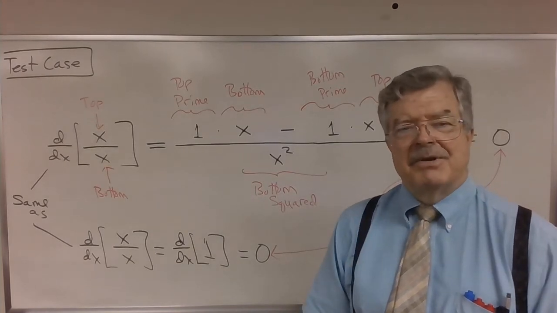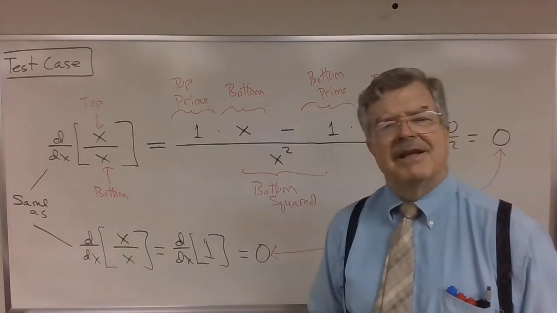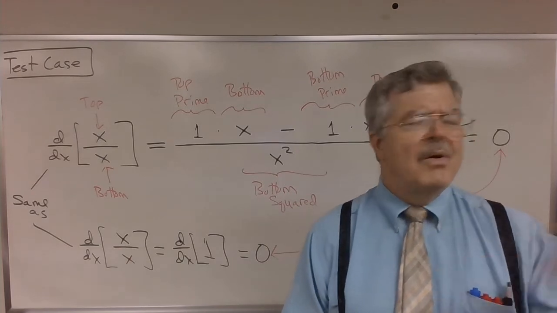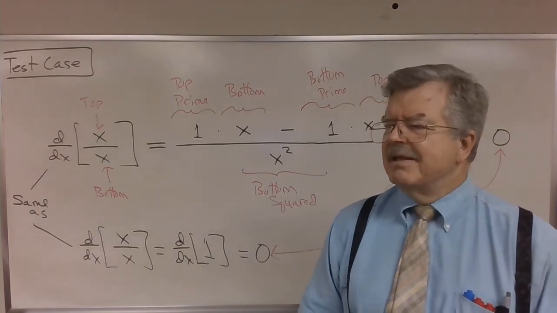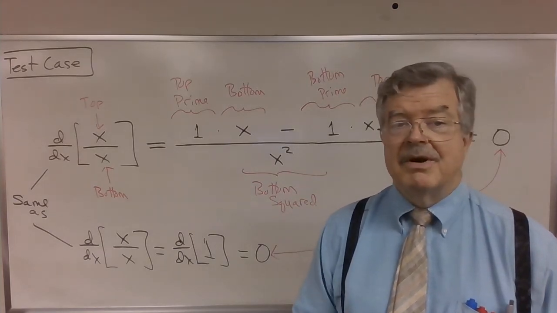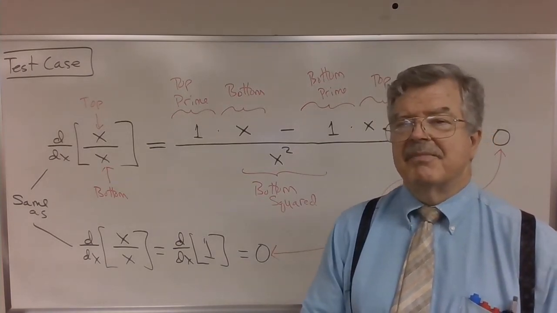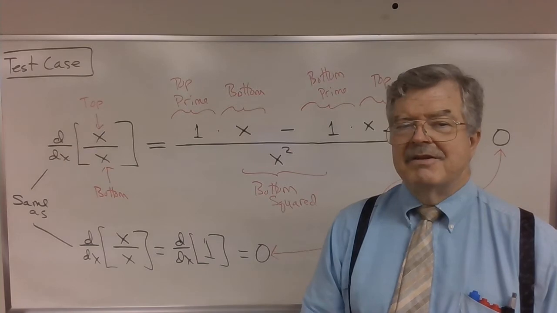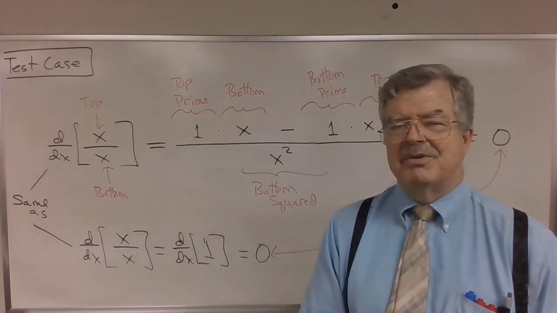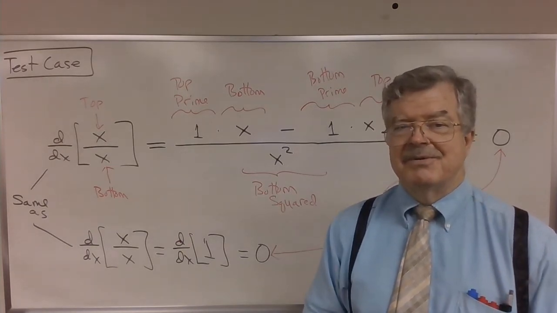I decided to become a good student. I picked up some good habits, like walking around campus saying "top prime times the bottom minus bottom prime times the top, all over the bottom squared." Yeah, people probably thought I'd lost my mind. But I aced Cal 1, and I aced Cal 2, and I aced Cal 3. And just taking advantage of anything that I could grab a hold of, it paid off. It'll pay off for you too.